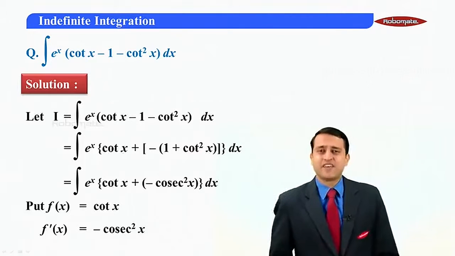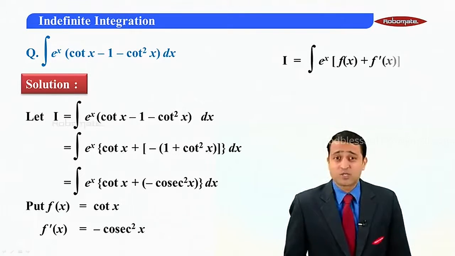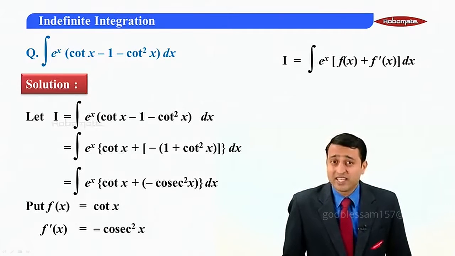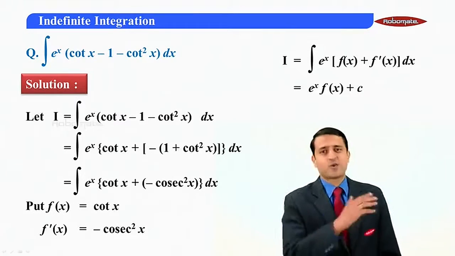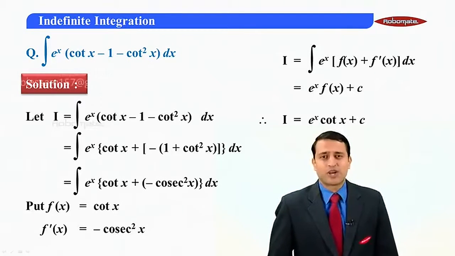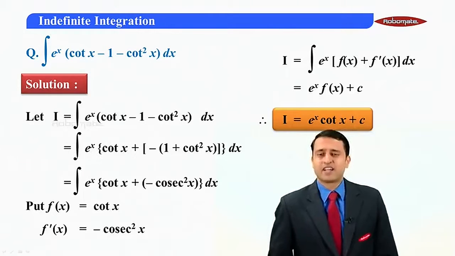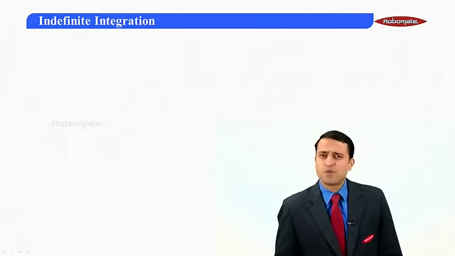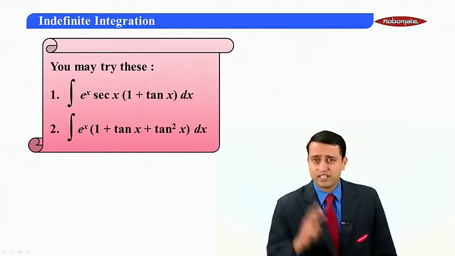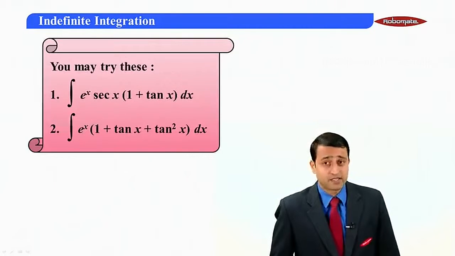So can I say the given integral now is of the form e raised to x into f of x plus f dash of x. So the answer to it is nothing but e raised to x into f of x plus c. That is nothing but e raised to x into cot x plus c. That's our final answer. Let's take a very small question from the entrance point of view, but before that, these are the two sums which you should practice.